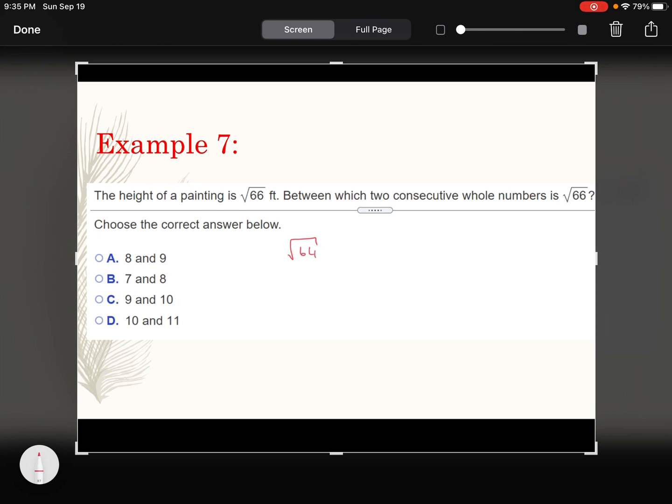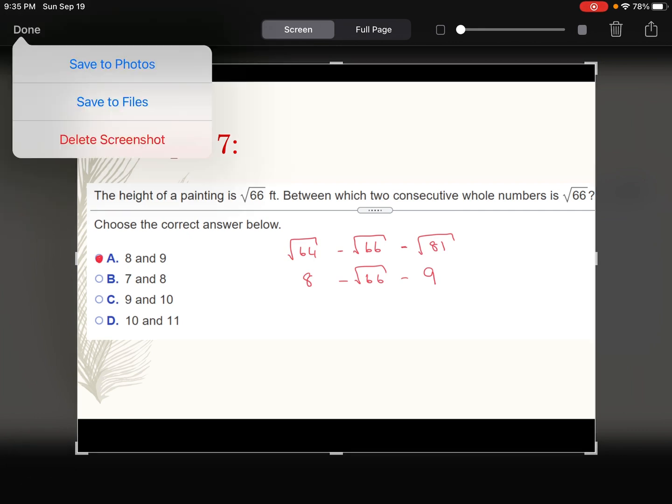64 is between square root of 66 and 81, right? 81 is also a perfect square. Square root of 81 is 9. So square root of 66 is between 8 and 9. Okay guys, so we are done with example 7.